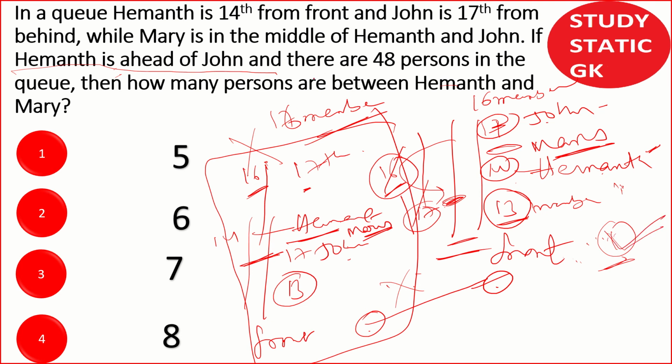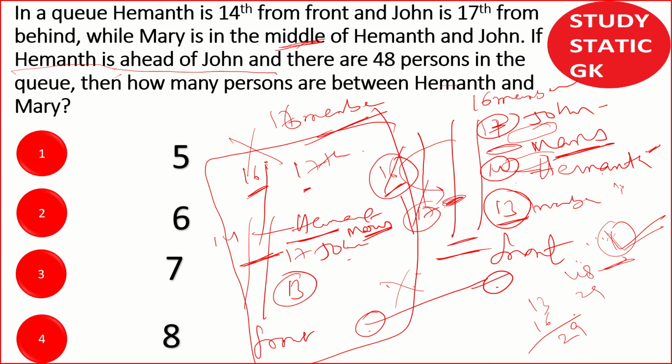Again, here there are 48 persons in the queue in total. And what she has given: Mary is in the middle of Hemant and John. Middle means exactly middle. So the number of persons between John and Mary equals the number of persons between Mary and Hemant. Okay, so here 13 members are there, and again 16 members are there. So 13 plus 16, that is 29 members, right? 29.